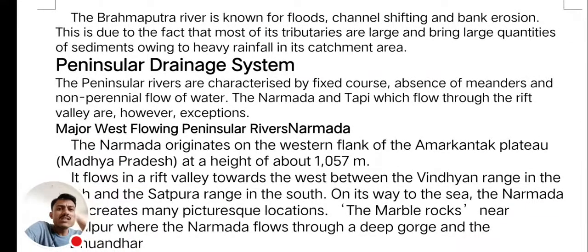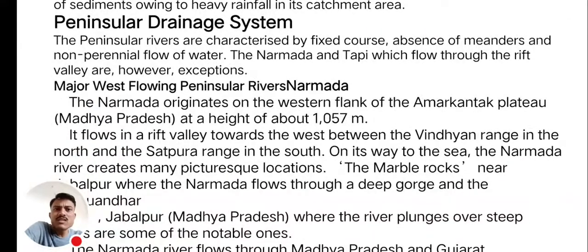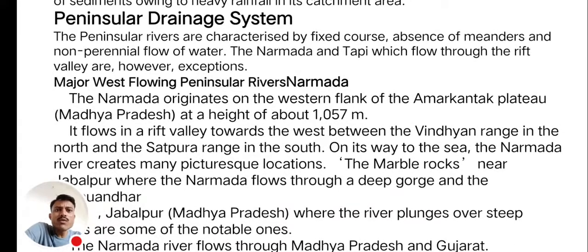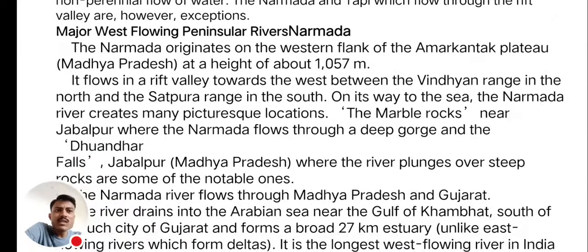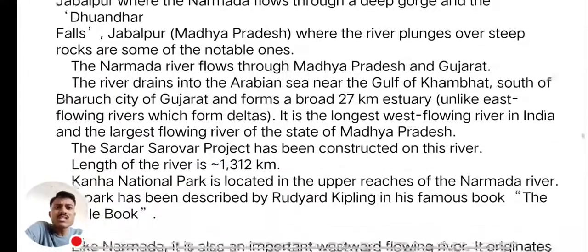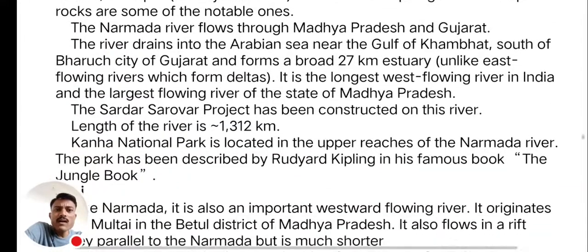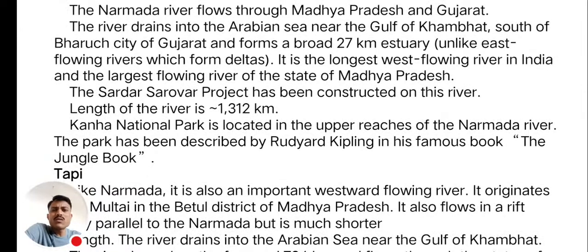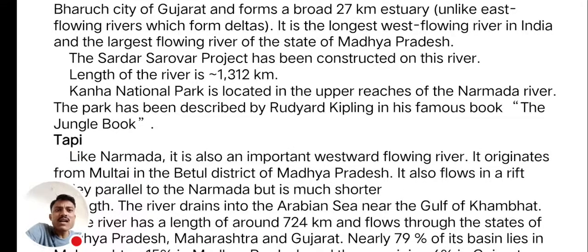Now the peninsular drainage system. After the Himalayan drainage system, this is the peninsular drainage system. So major west flowing peninsular rivers are Narmada and Tapi, where they are originating, how they are going, different waterfalls names, the Marble Rocks geolocation, everything is given in the NCERT itself. You can go through these notes also, and if you want you can go through the NCERT also if you don't want to take my notes. Kanha National Park is located in the upper reaches of the Narmada river. This everything is given in the NCERT.